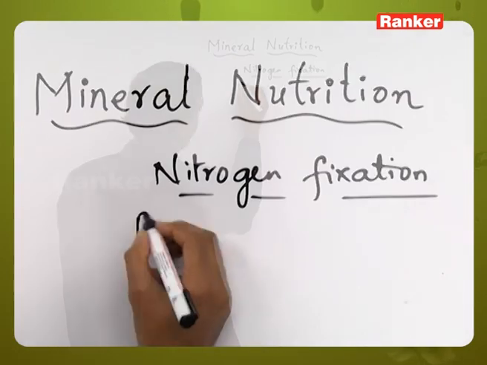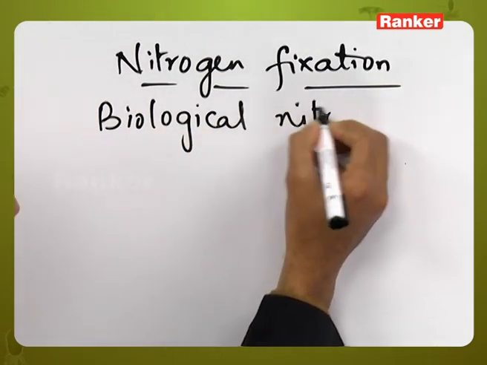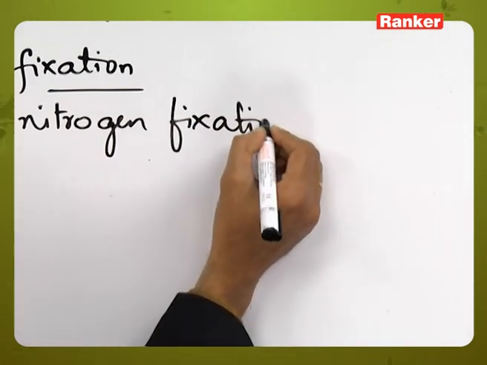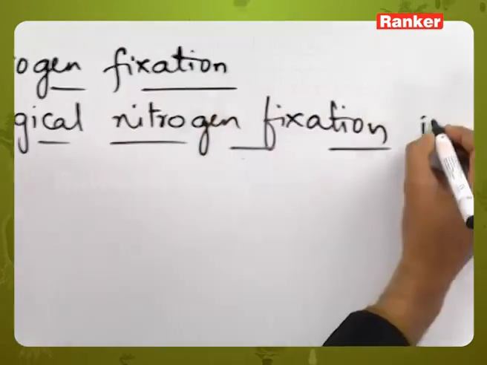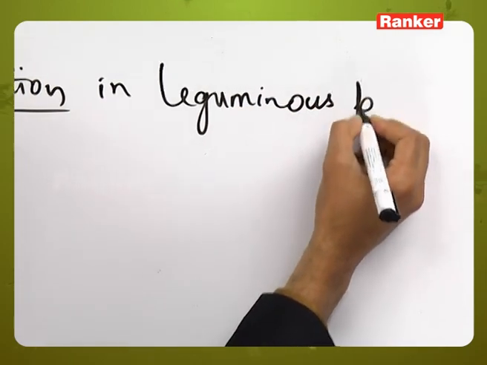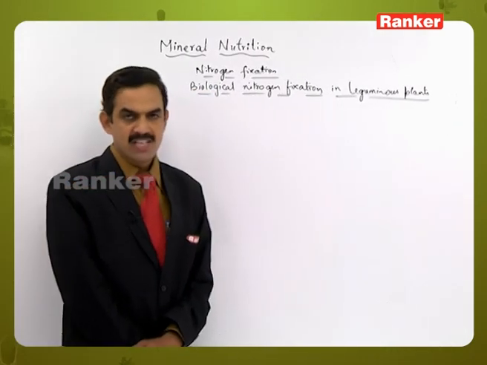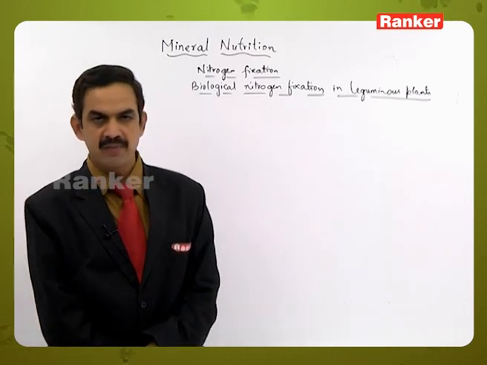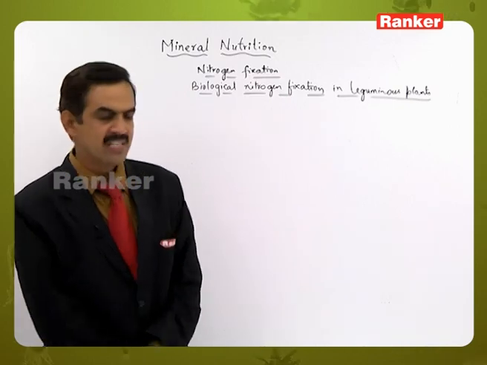So here let us see the biological nitrogen fixation in the plants. The method or mechanism of biological nitrogen fixation, particularly in the leguminous plants. So there are many such legume plants which have the ability or which form the symbiotic association with some of the bacteria, and they are concerned with the biological nitrogen fixation.